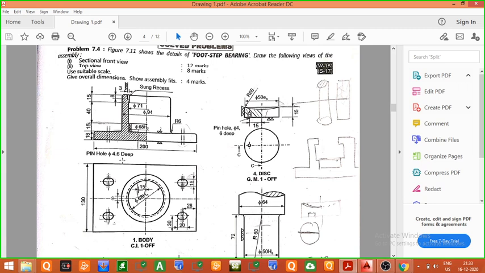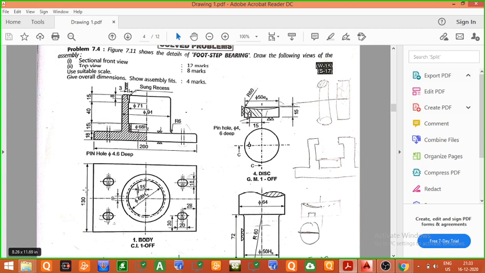Now for drawing, first we'll begin with part number 1, that is the body. Before drawing the body, we will first identify the dimensions of the body, that is the length, height and the width. In the question you can see the length of the body is equal to 200 mm. It is given here, the length of the body is 200 mm.